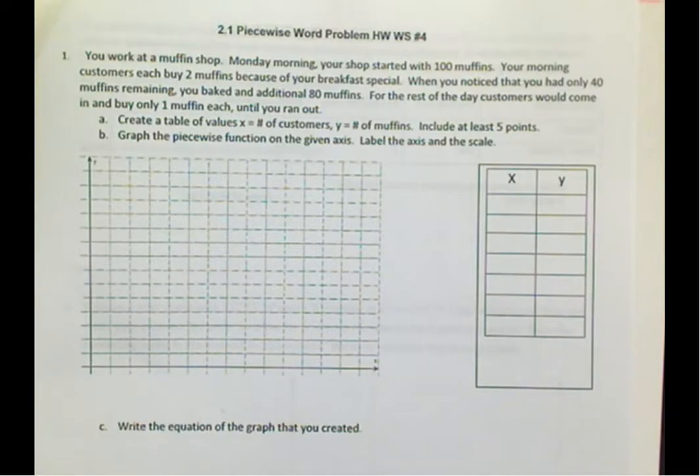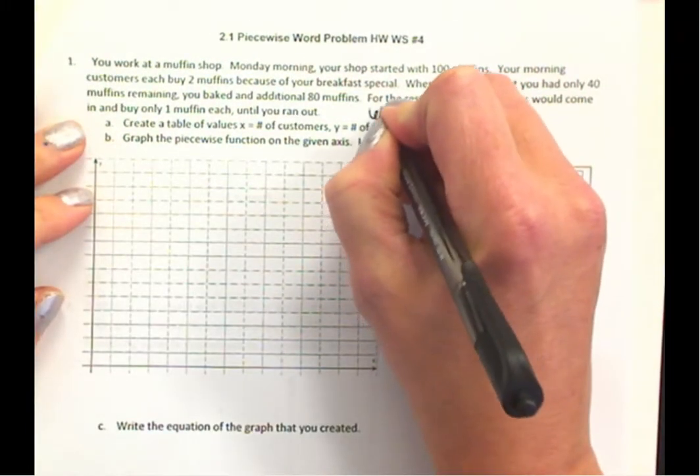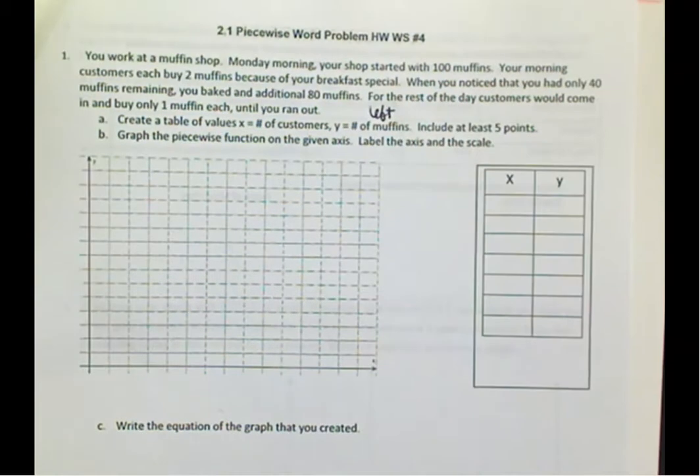You can do the word problems on your own. Okay, first thing that you should do is, one, define your variable. So you're going to add the word number of muffins left here. Okay, read the problem. Try to put a pair of points together.